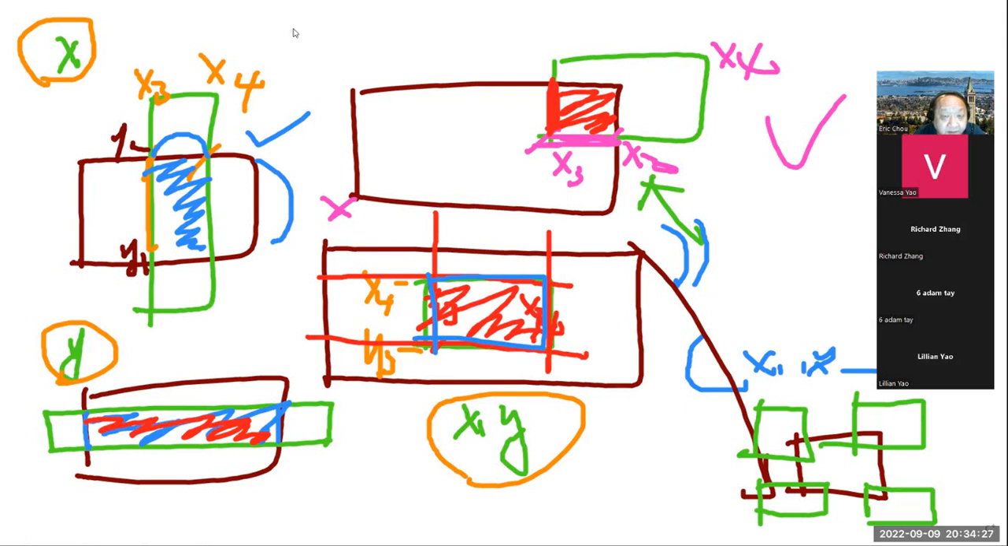Remember the overlap part is always the middle two. One dimension, two dimension is the same. Okay, one dimension or two dimension is the same.